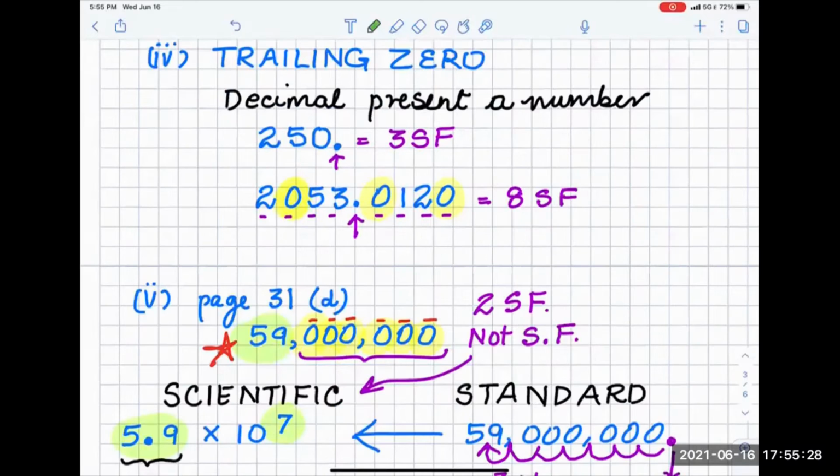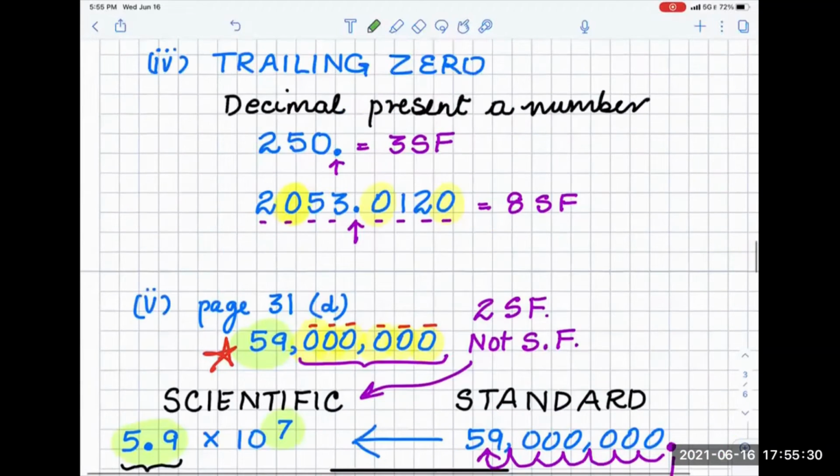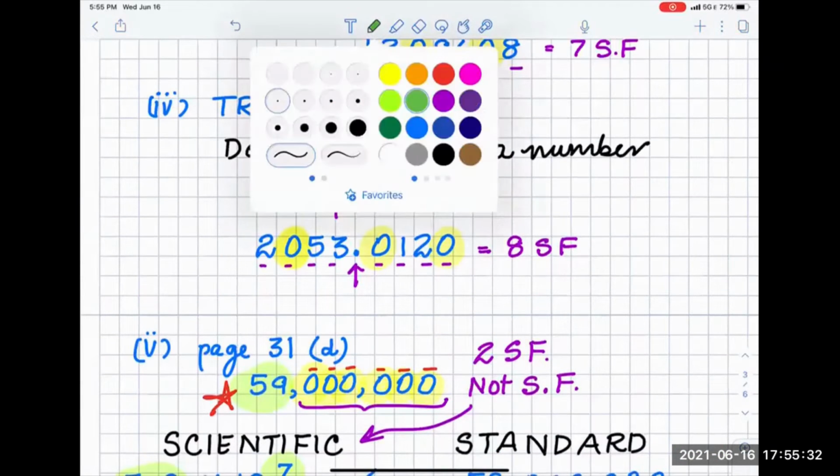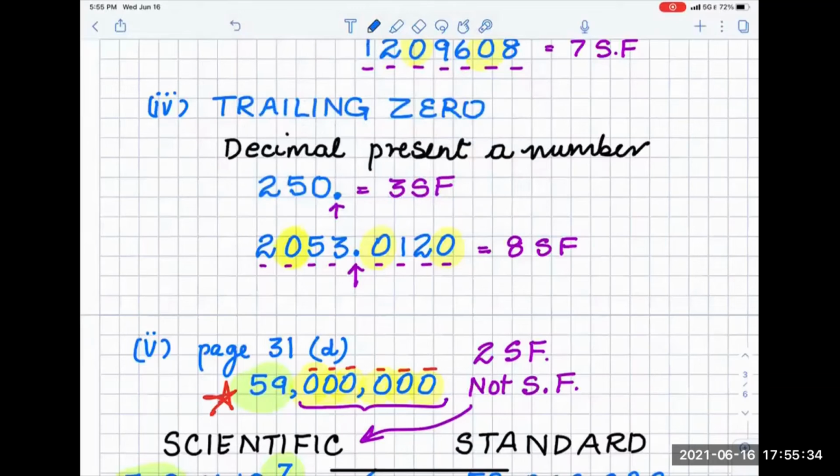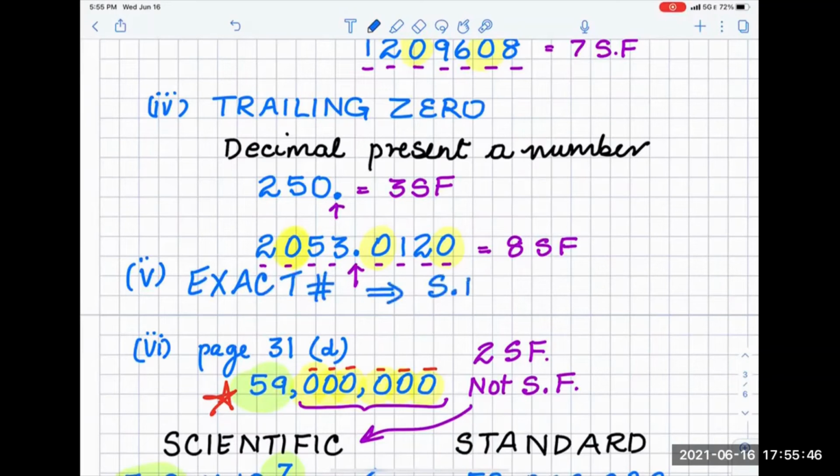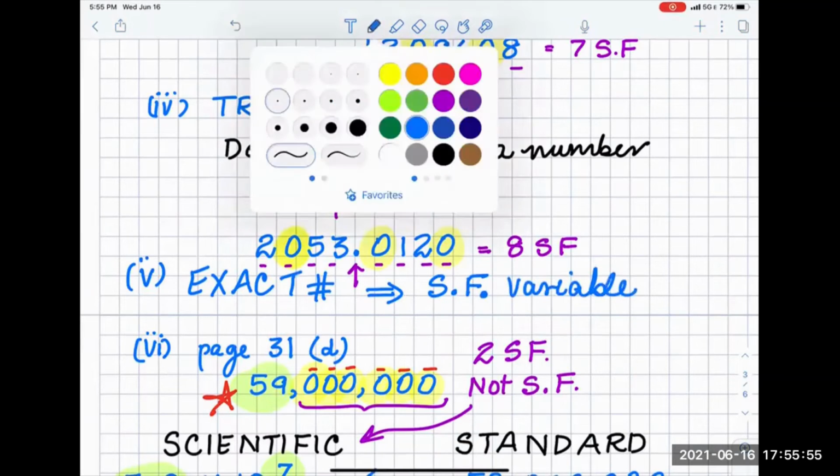For exact numbers, the significant figures are variable. This part is not in your book, so please write this down. Significant figures are variable. They change, because the number can be written in scientific notation, that's why.